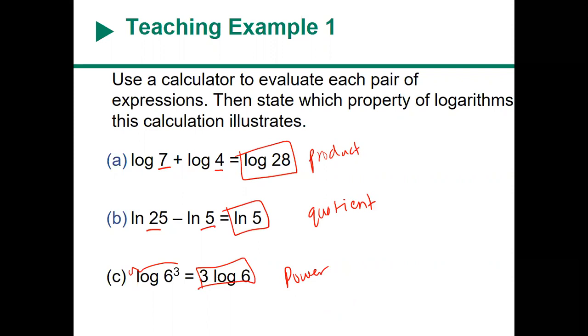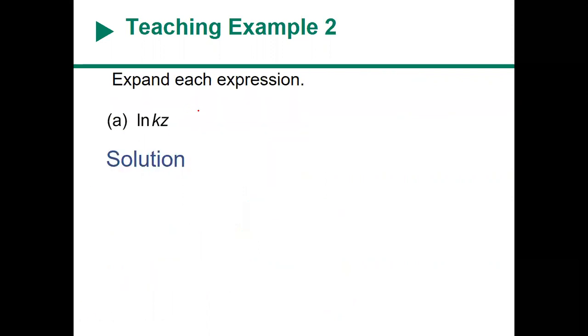Questions? None? All right. So when it says expand each expression, that means you want to go from one log to multiple logs. So in order to expand this, I'm going to think about the product rule. The product rule says that if I am multiplying two expressions within a log, that means I'm actually adding their logs together. So my expansion would be natural log of k plus natural log of z. So far, still with me?